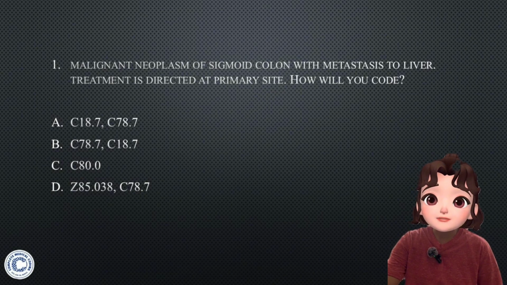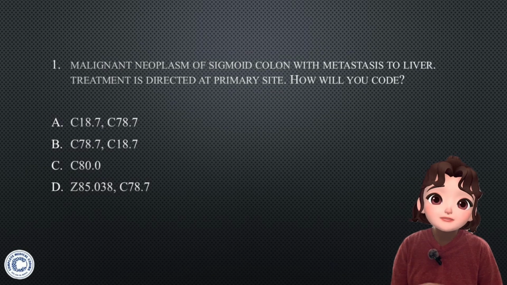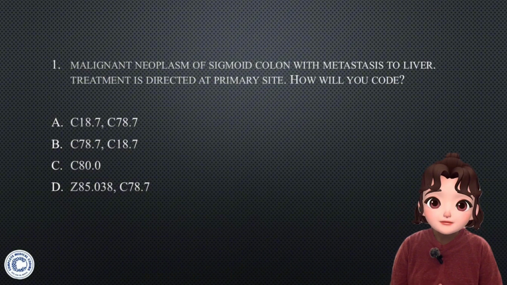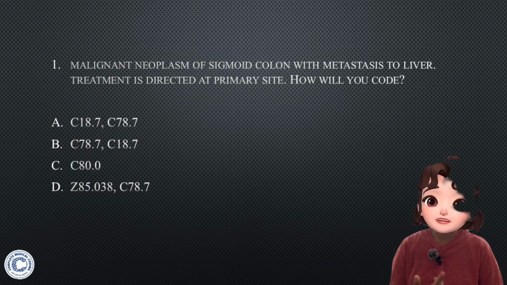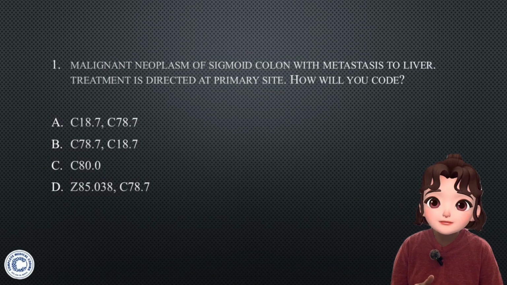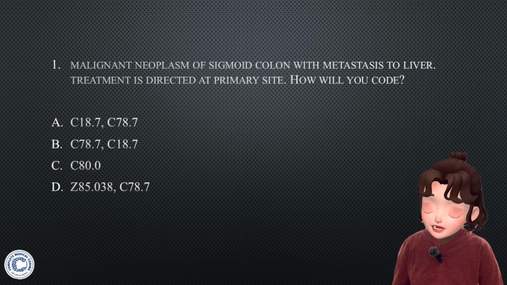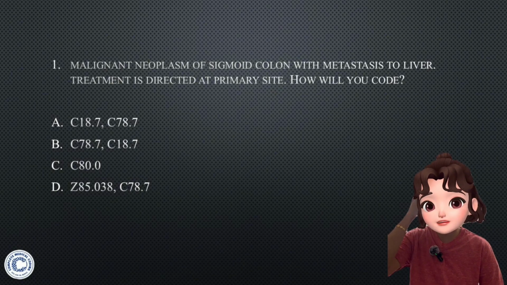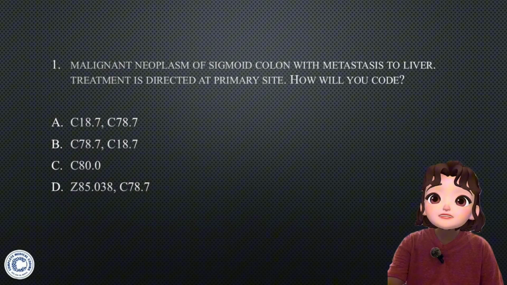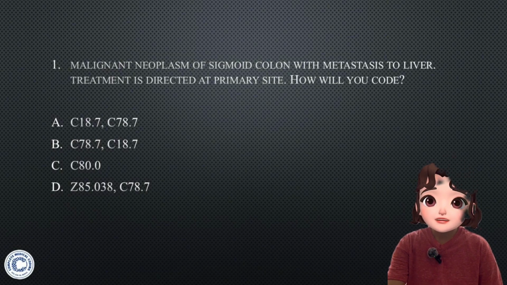And if you go to option B, they have mentioned the same codes, vice versa: C78.7, which is liver malignant neoplasm, and then C18.7 sigmoid colon. They have just reversed it, but that's not the correct sequence of coding. You have to always follow the sequencing. So B is wrong. And what is C? Option C, C80.0. What is C80.0? Disseminated malignant neoplasm, unspecified. No, it's wrong.